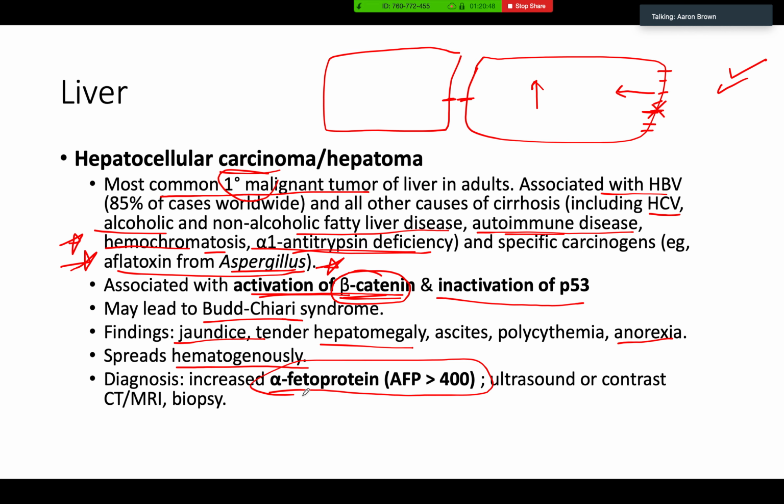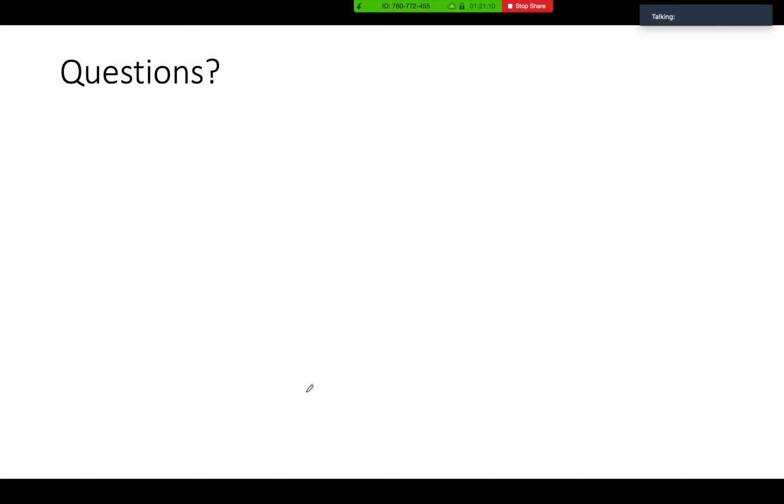Alpha-fetoprotein, the same thing that we said, something that you check for in a pregnant mother's blood supply, you're going to check for in liver cancer. Seeing it over 400 is a pretty strong indication that your patient has this cancer. Okay. Any questions? No? Okay.